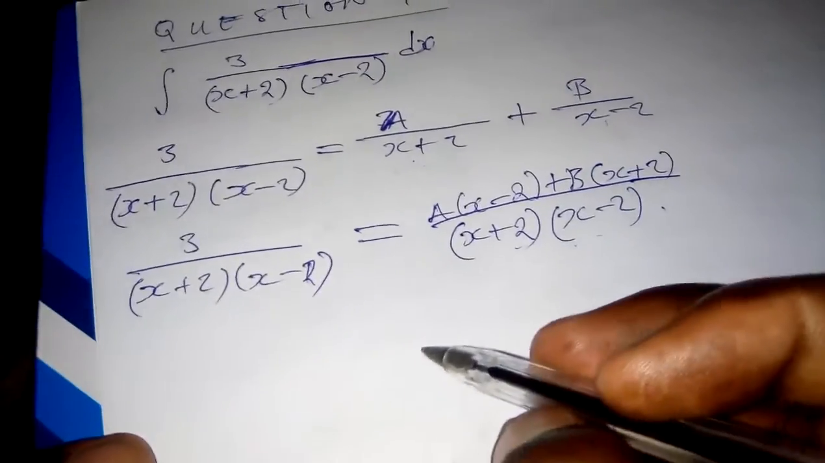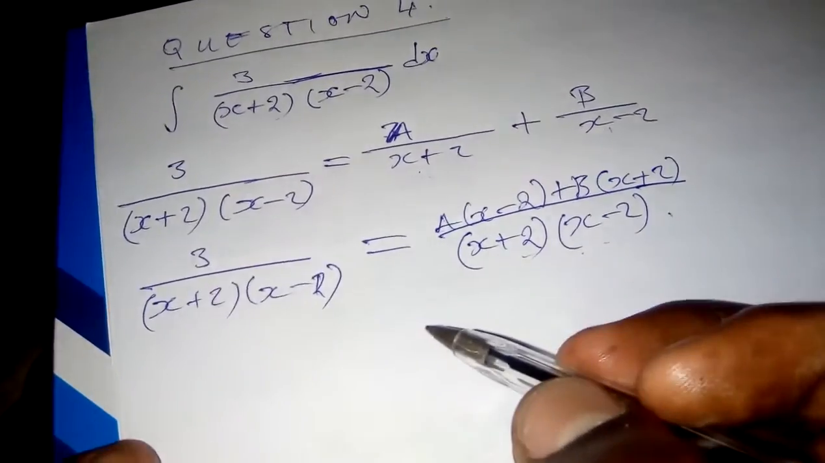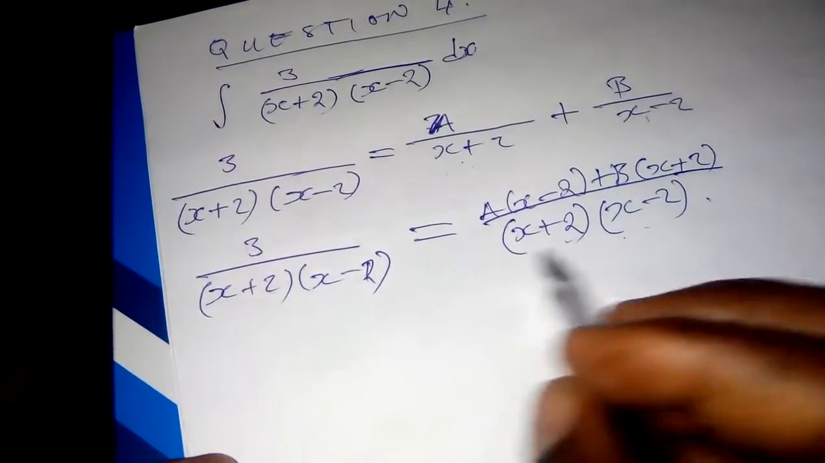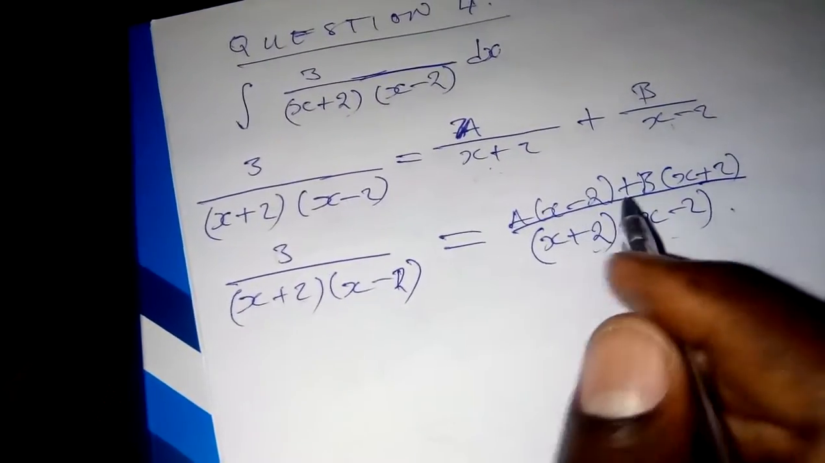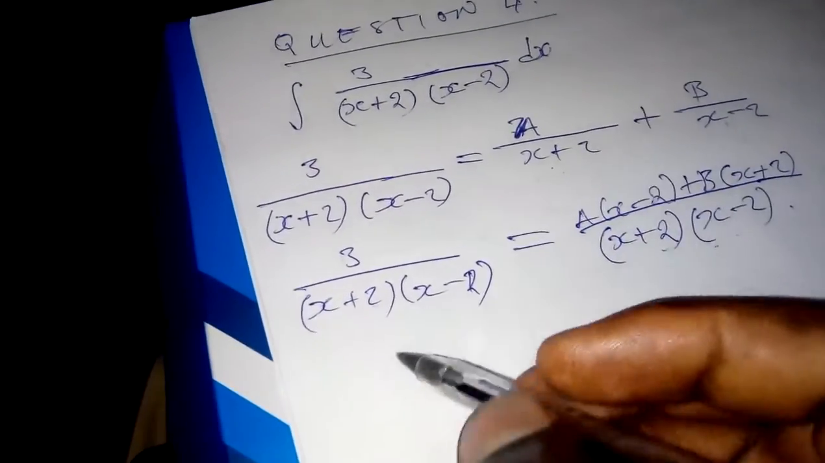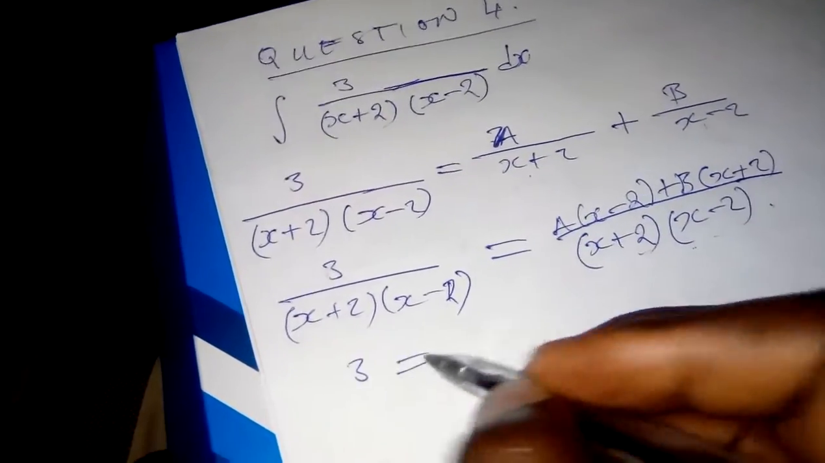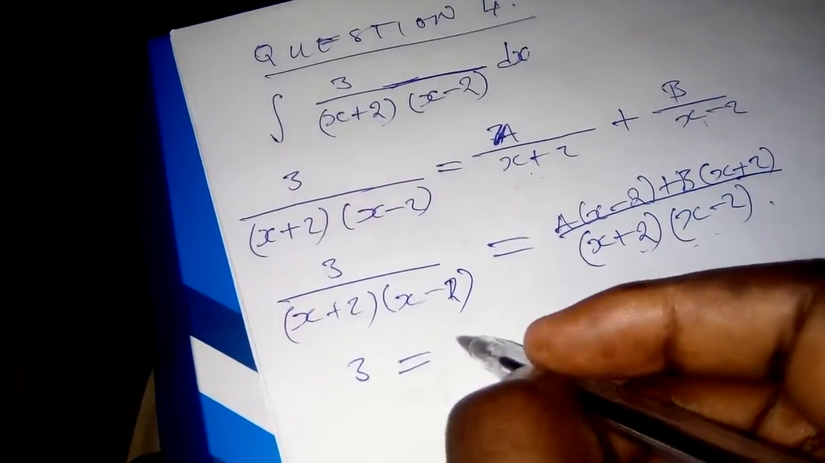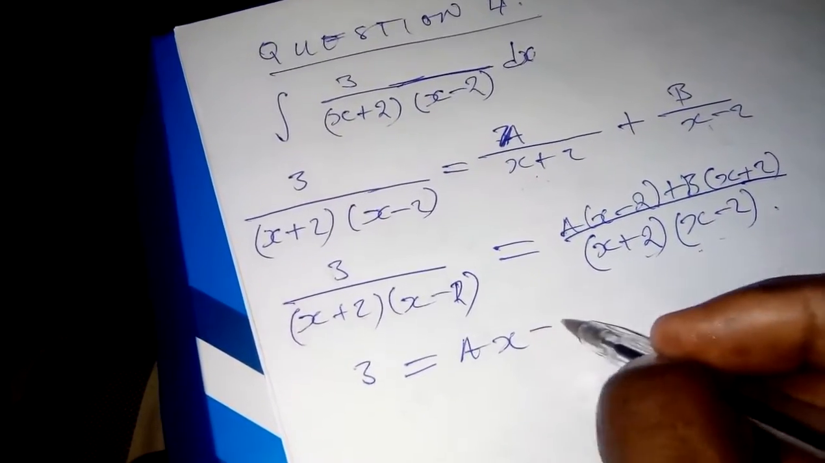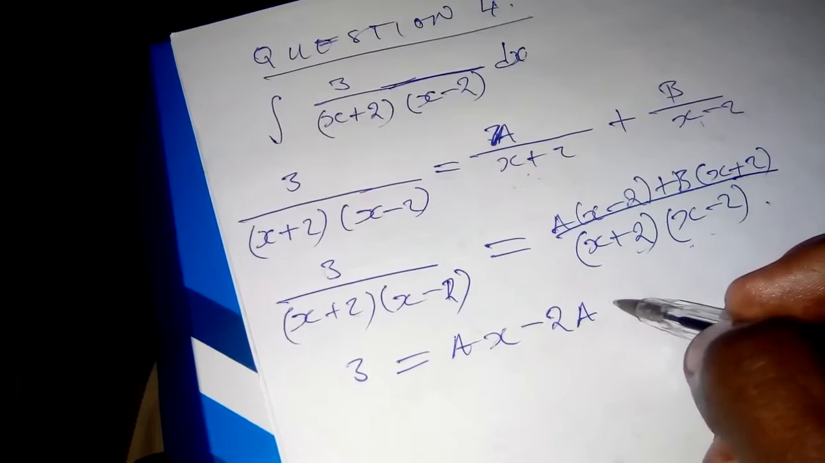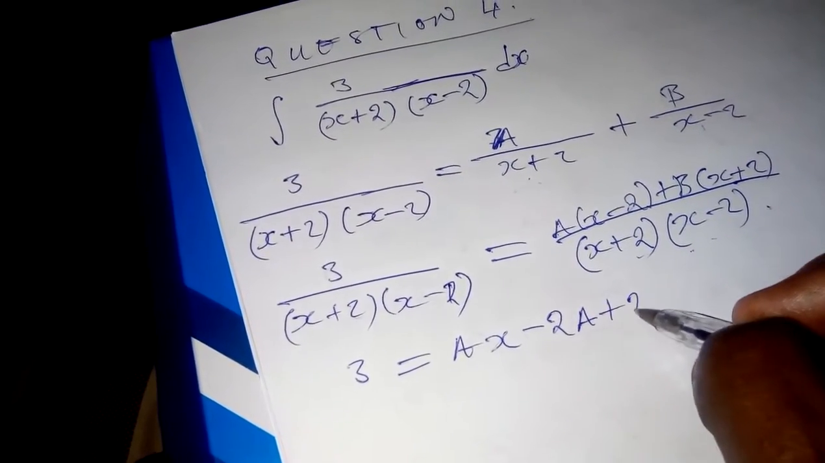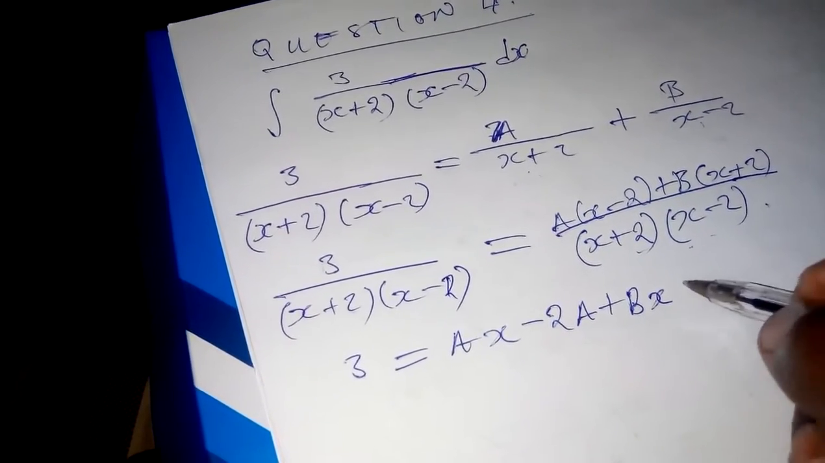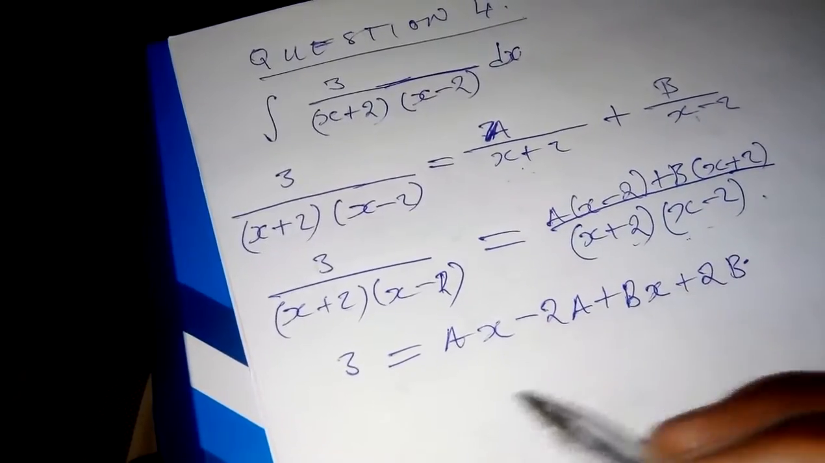So what you do here next will be like this. Since the denominators are the same, it means that the numerators are also equal. So in short, I'm going to equate 3 to everything there on top. When I multiply a times x, I'm getting ax. Then a times negative 2, I'm getting negative 2a. And then b times x, I'm getting bx. And then b times 2, I'm getting positive 2b, like that.